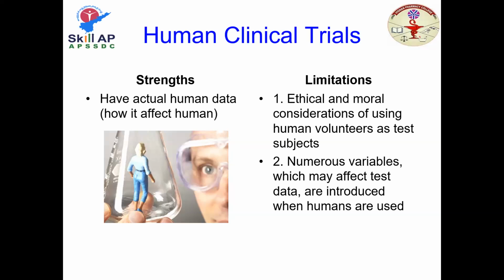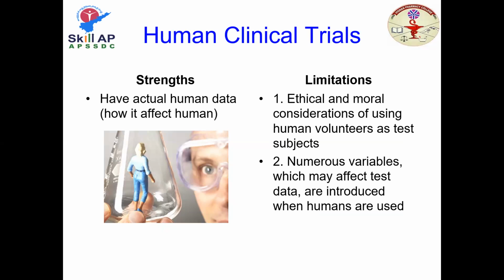Numerous variables which may affect test data are introduced when humans are used, because we might not know what happens when we keep any steel or stainless steel things in the rain or in water for a long time. Initially, if you keep it for 1 week to 10 days, we do not see any rust. As time progresses, if it is good quality, no rust. If it is lesser quality, there are chances of rust.